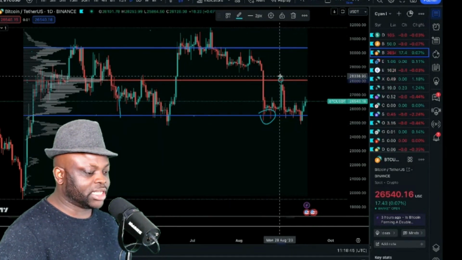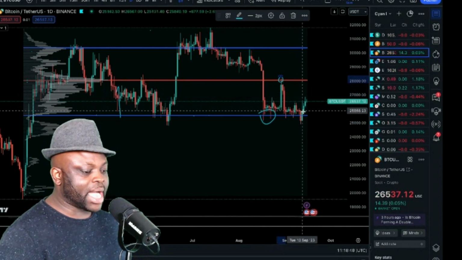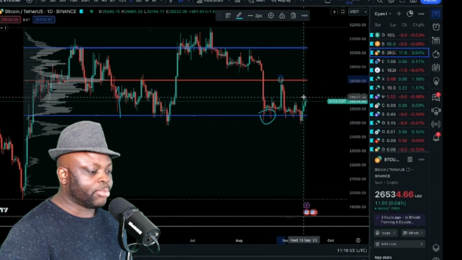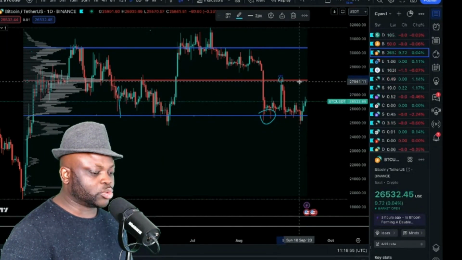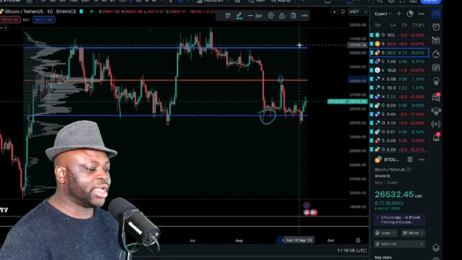This is the POC, the red line in the middle. And now we saw price again come back, and price didn't break down. And now we see price going back to the upside. So maybe it's going to go to the POC, or maybe go to the value area high.